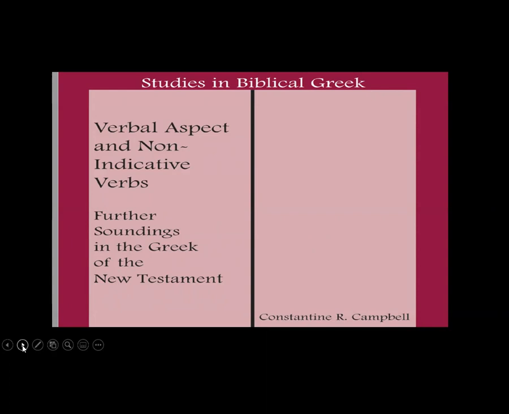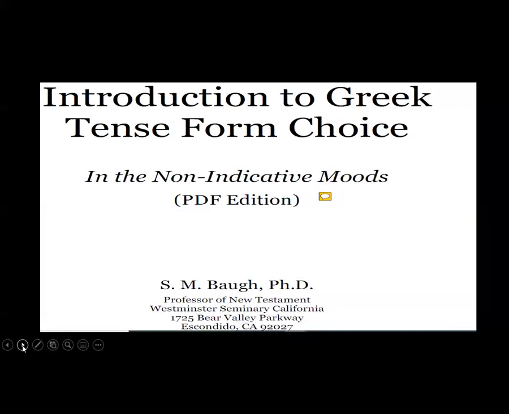And then I started hearing that the substantival participle is especially flat. In other words, it has no aspect whatever. It's just a noun. And if that be the case, then I wanted to know more about that. So being that I took this class, this gave me opportunity to take it. And so I started digging. And some of the more recent resources, I found Con Campbell's Verbal Aspect and Non-Indicative Verbs, and he addresses the substantival participle. Okay. S.M. Ball also addresses the substantival participle.